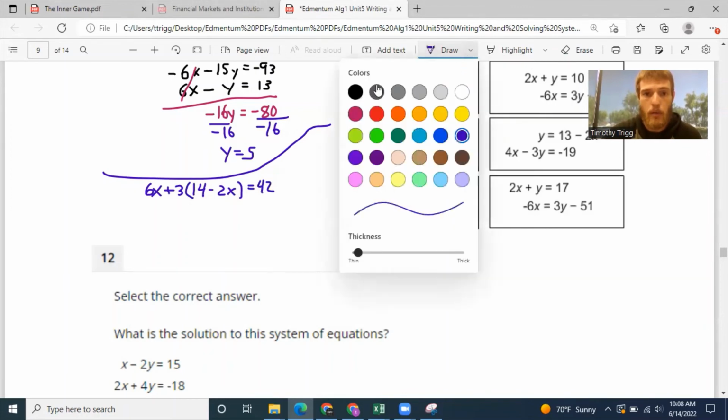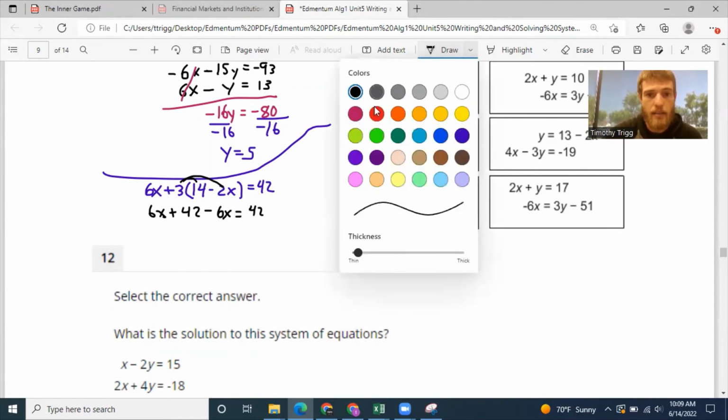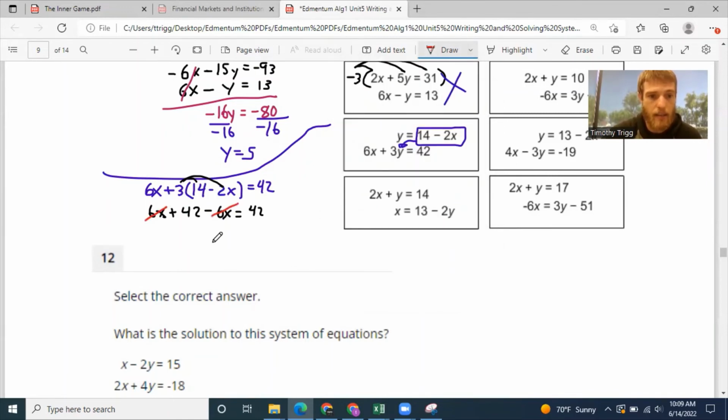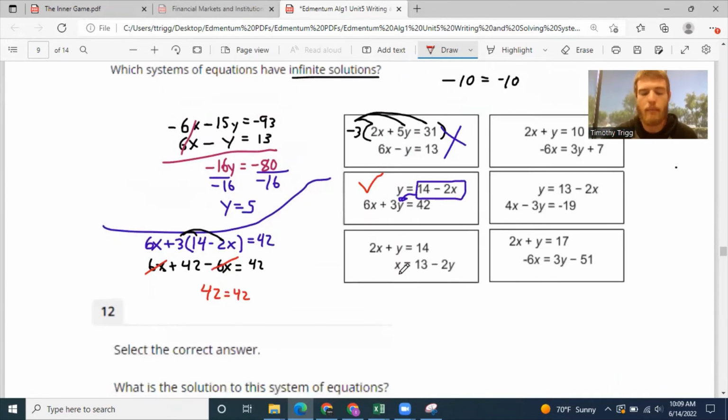So what would we do next? Well, we can distribute this 3 into this parentheses. So we have 6x plus 3 times 14 is 42 minus 3 times 2x, which is negative 6x, equals, and then we have 42 here. So you might see that, oh, the 6x and the negative 6x, they cancel. So you're left with 42 on the left equals 42 on the right. Okay, this is something that's always true, which if it's always true, like these, that has infinite solutions. So we do want to check this one. We do want to click that one.